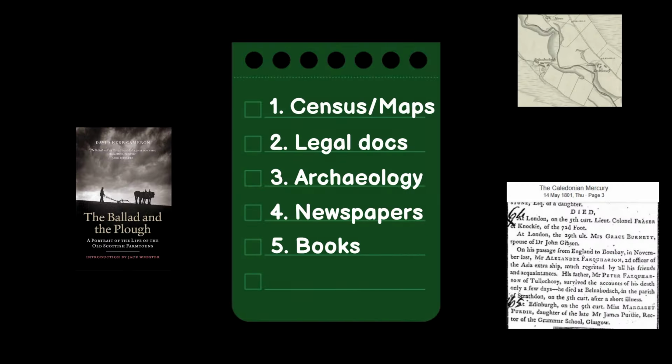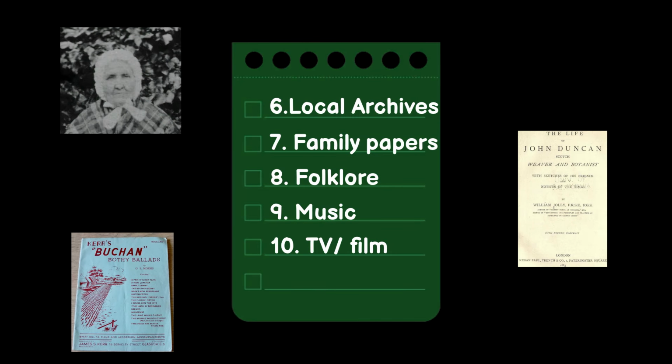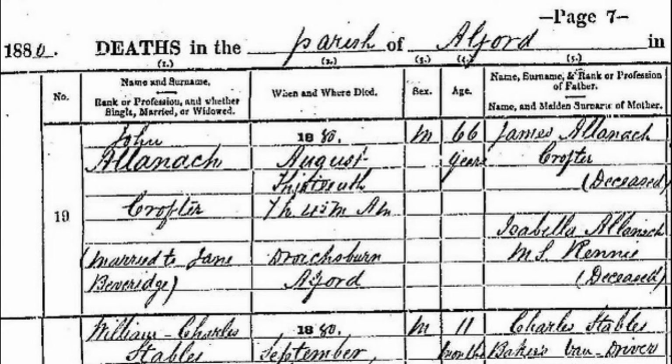By using all these 10 sources described, you can build a vivid, detailed picture of the world in which your agricultural labourer ancestors lived. Their lives were far more interesting and varied than we might have expected. From the land they worked to the songs they sang, every detail contributes to the rich tapestry of their existence.